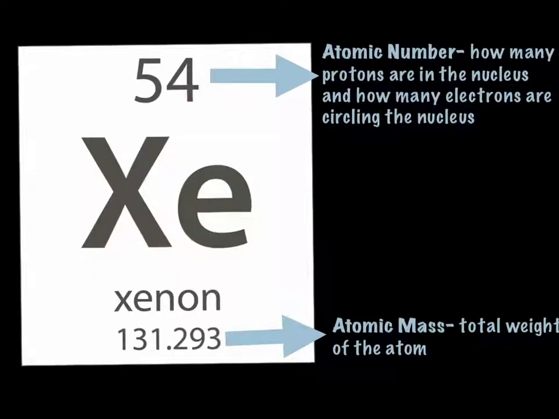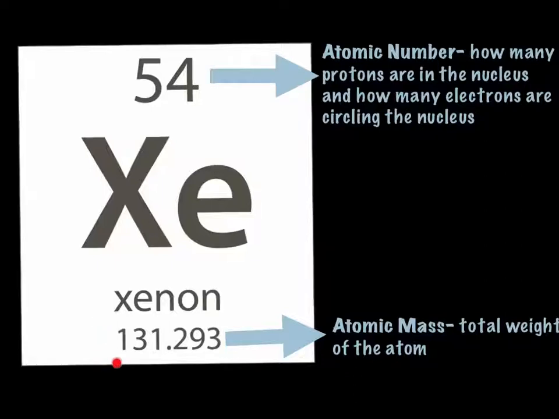Let's look more into the elements. Within a box, the symbol for a specific element is in the center. Directly under the element symbol, the element's name is written. On top of the box, there is a number known as the atomic number. This number tells how many protons are found in the nucleus, or center of an atom, and how many electrons are circling the atom's nucleus.